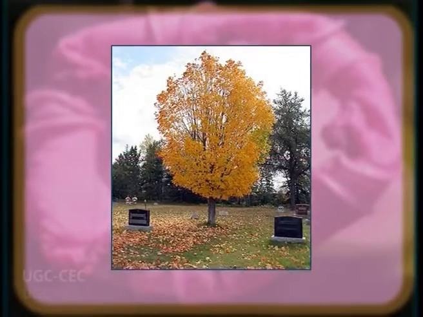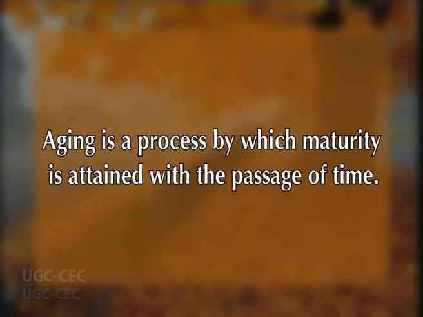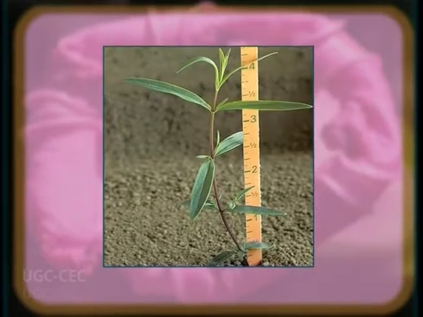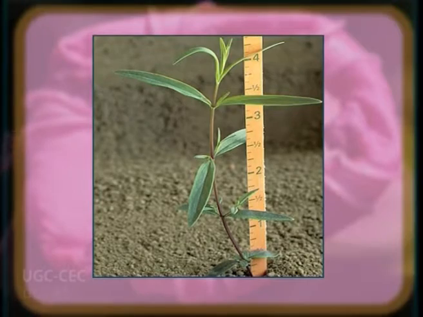In the normal course of development, plants routinely shed organs such as leaves and fruits. This may be part of a normal aging process or a response to stress. Aging is a process by which maturity is attained with the passage of time. Physiological changes by which a juvenile plant is converted to a mature plant, and the gradual decline in vigor and loss of viability of stored seeds are examples of aging.